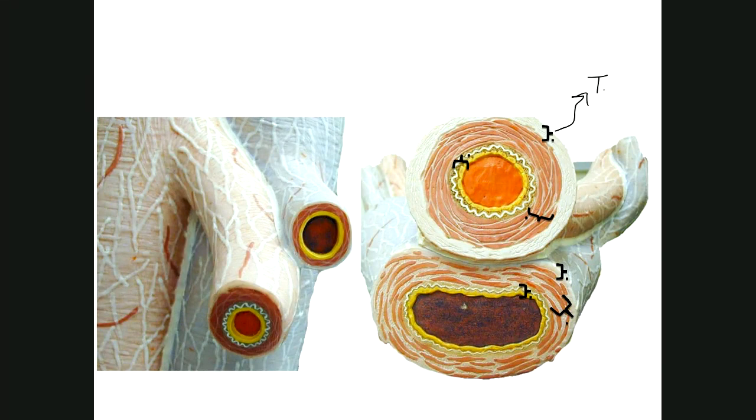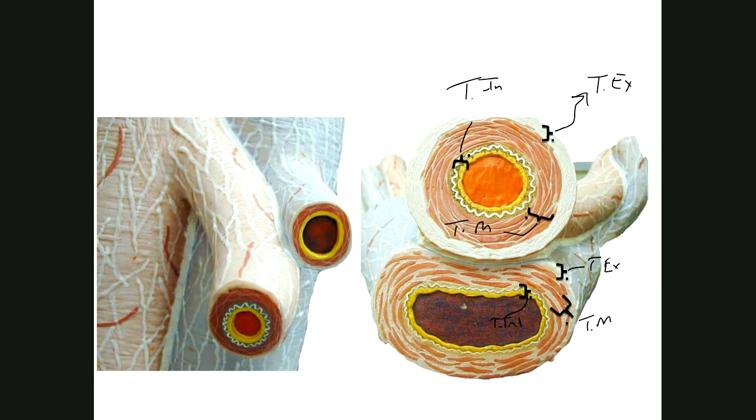Tunica externa, exactly. And here, same thing. There's our tunica externa on the vein. And then there's the middle layer right here. What do you call that? Tunica media. Exactly. And here's our tunica media on the vein. And then here's our inner layer right here. And that's the tunica what? Interna. Same thing here. There's our tunica interna.